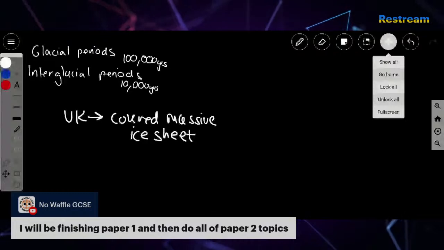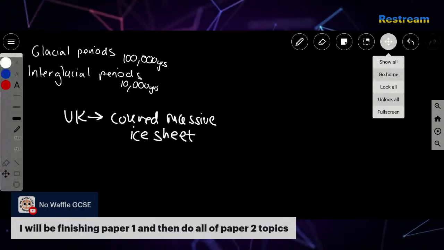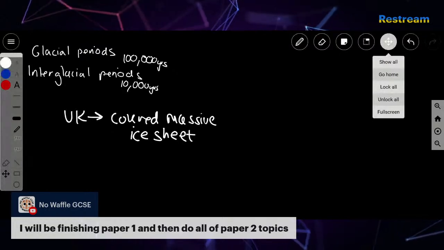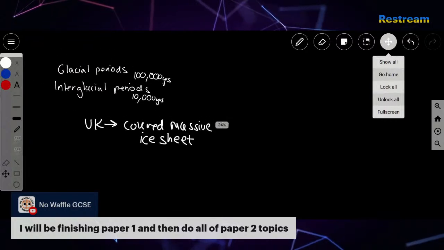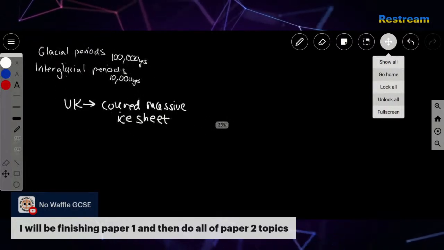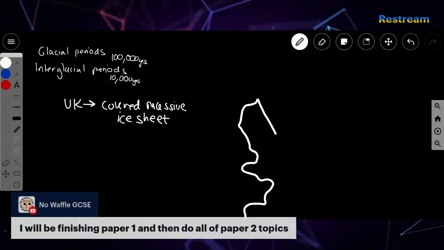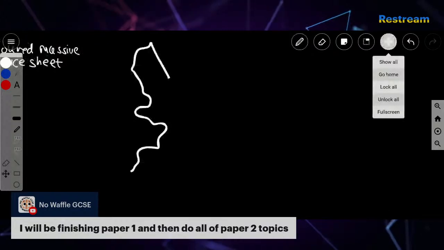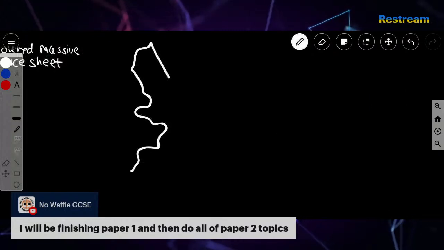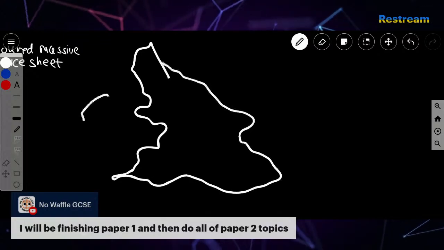Okay, so the maximum extent of ice cover which the specification requires you to know is just telling you how much the ice covered during the last glacial period. If you look at a map of the UK, I'll attempt to draw one here. So we've got Scotland, Wales, excuse the amazing drawing, London, and then we've got a bit of Ireland there.